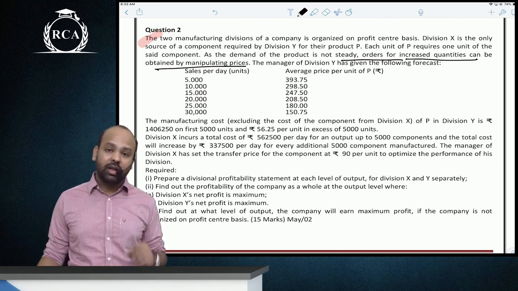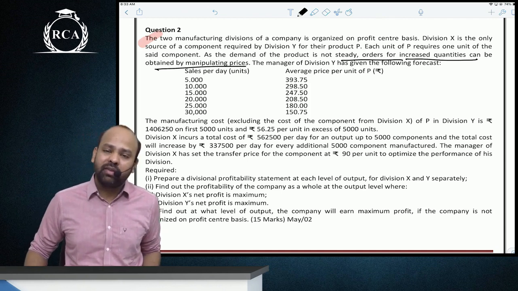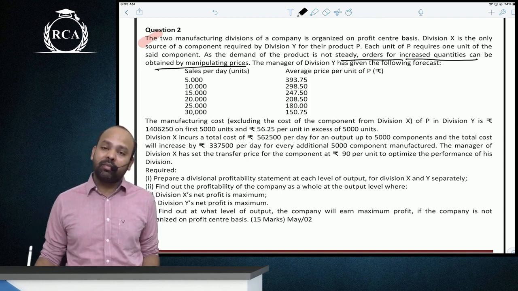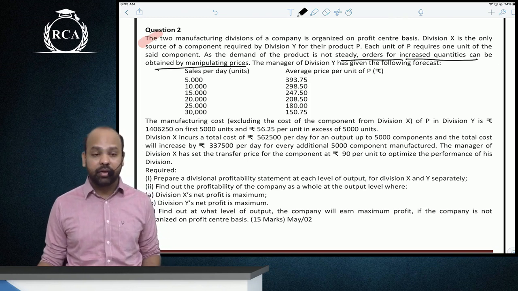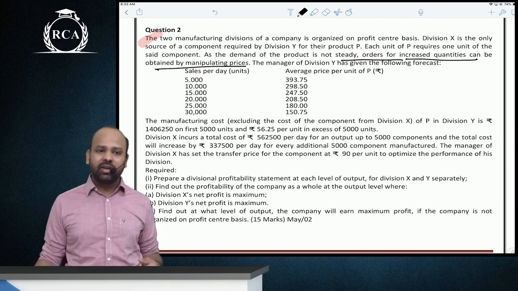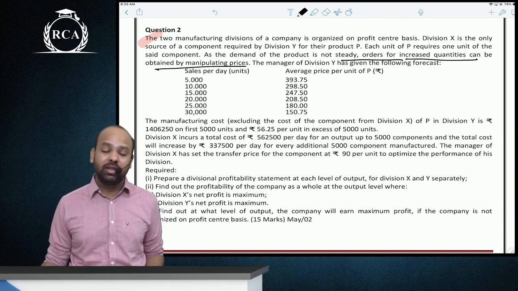If it is non-linear, they will give us different prices. We simply have to compute contribution at different prices, and whichever price results in the highest contribution is selected. However, if they give us a linear relationship, I can use marginal revenue equal to marginal cost.